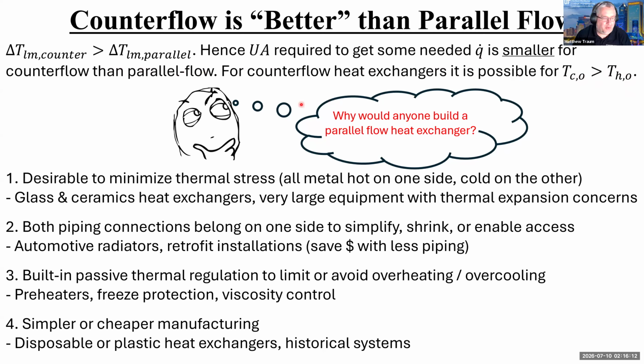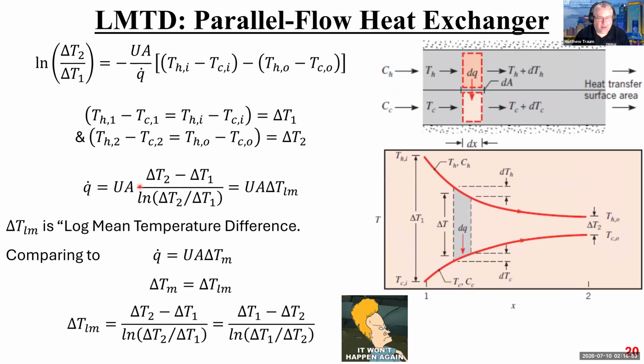So why would you build one of these things, right? If they're basically inferior to counterflow? Well, there's a couple of reasons, and these are not mentioned in the book. The book actually doesn't talk about this at all. So the first reason is that it is often desirable to minimize the thermal stress. In other words, you want all of the metal on one side of your heat exchanger to be hot and all of your metal on the other side of your heat exchanger to be cold, and for there to be a gradual temperature change along the axis of your heat exchanger, which is far more likely to happen in a parallel flow heat exchanger than it is in a counterflow heat exchanger, right?